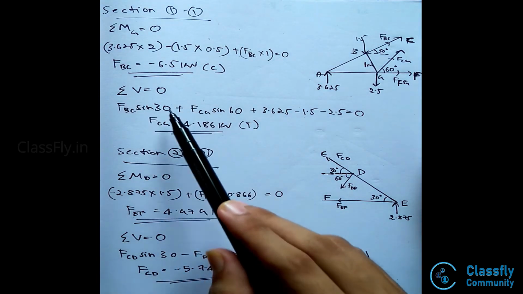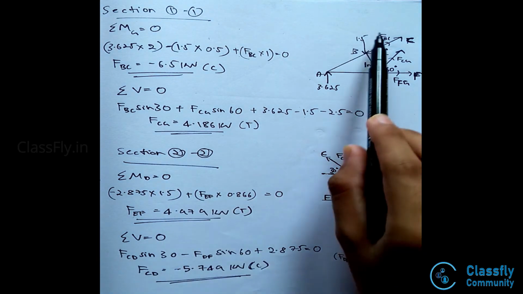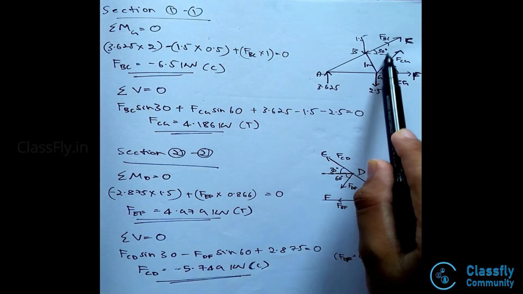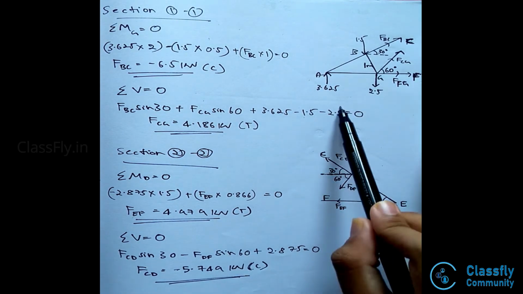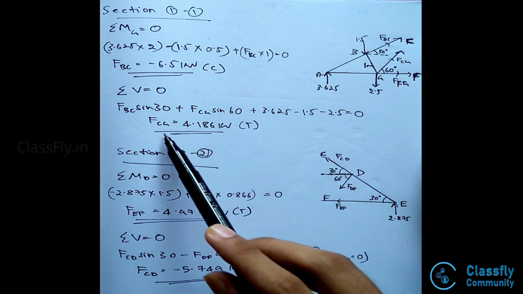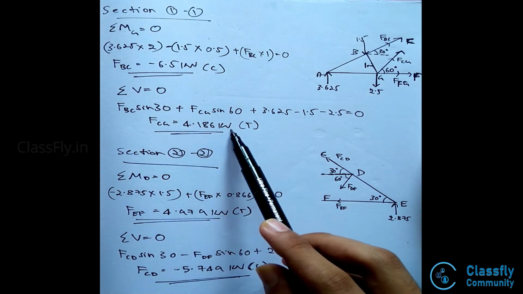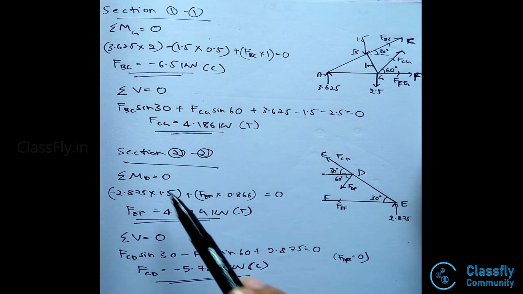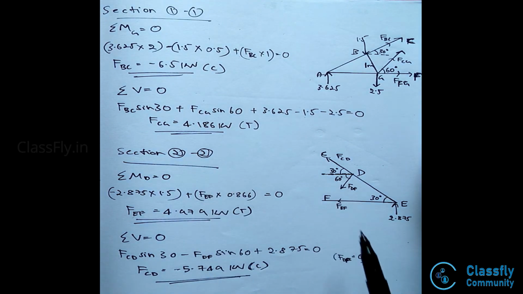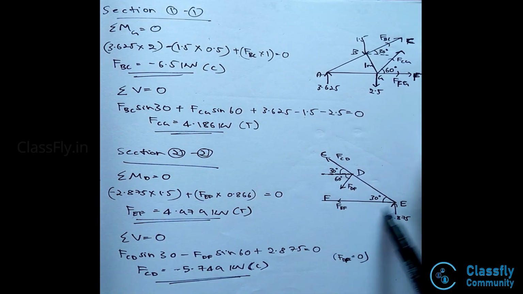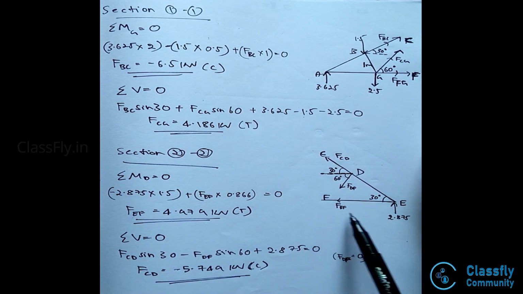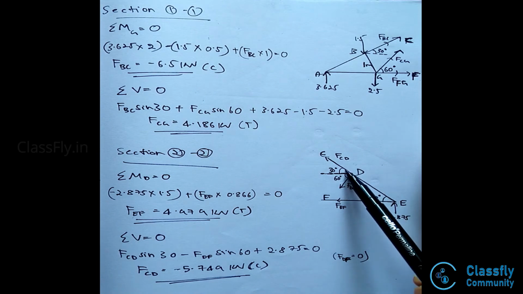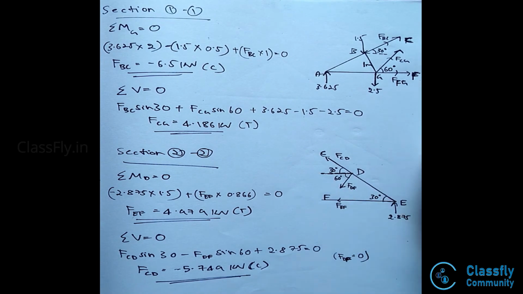Now, summation V is equal to 0. Hence, we have FBC sin 30 plus FGC sin 60 plus 3.625 minus 1.5 minus 2.5 to be equal to 0. Hence, on solving, we get the value of FCG to be 4.18 kilonewtons, that is a tensile force. Now, consider section 2-2. Consider the RHS for the section. Hence, here there will be two joints D and E, where the reaction force RE acts on the joint E along with the force FEF, and also the forces FCD and FDF acting at joint D.